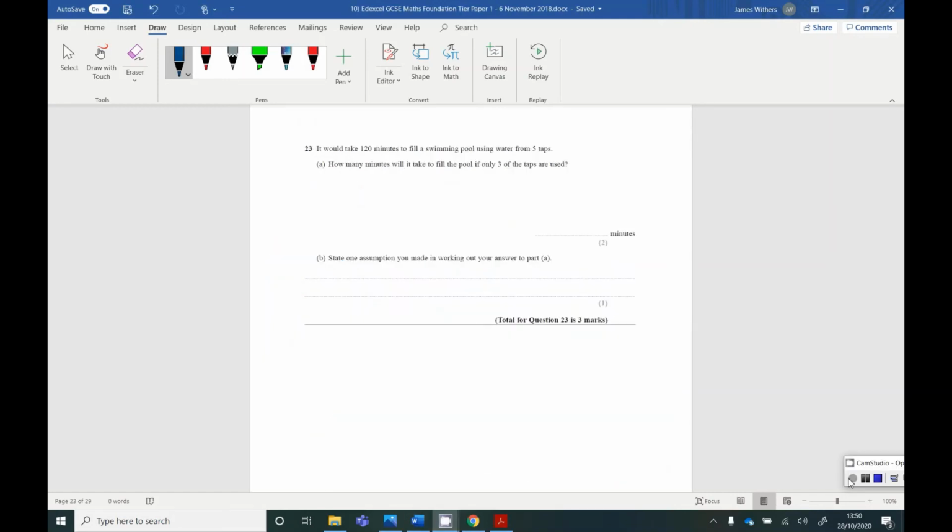Question 23. So 5 taps takes 120 minutes. So it takes 120 minutes with 5 taps. Now, I think to go to 3 taps, it's easier just to think about how long 1 tap would take first of all. So if you were only using 1 tap to fill the swimming pool, it's obviously going to take 5 times as long.